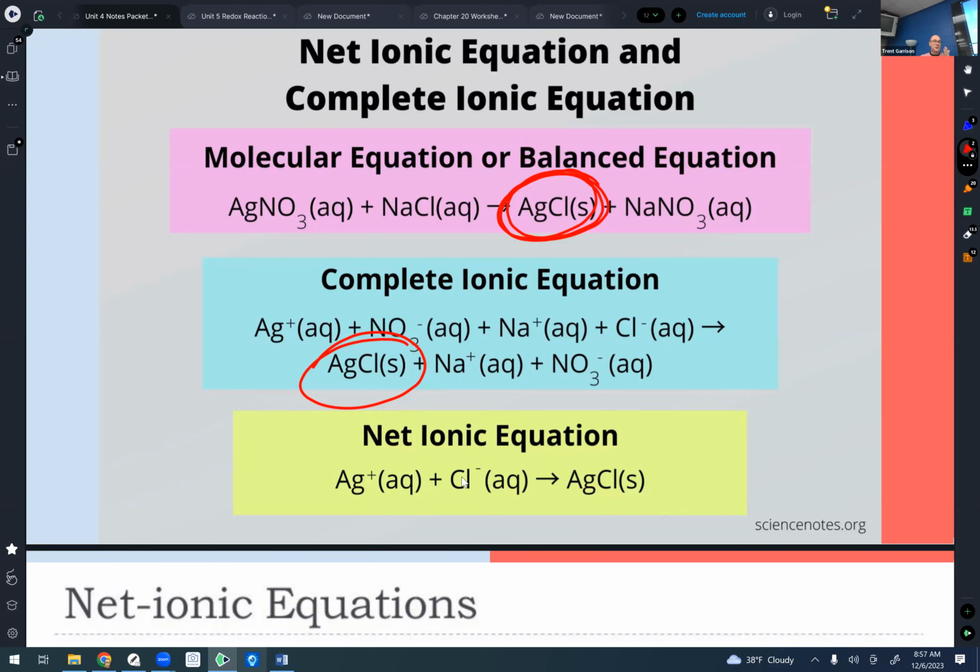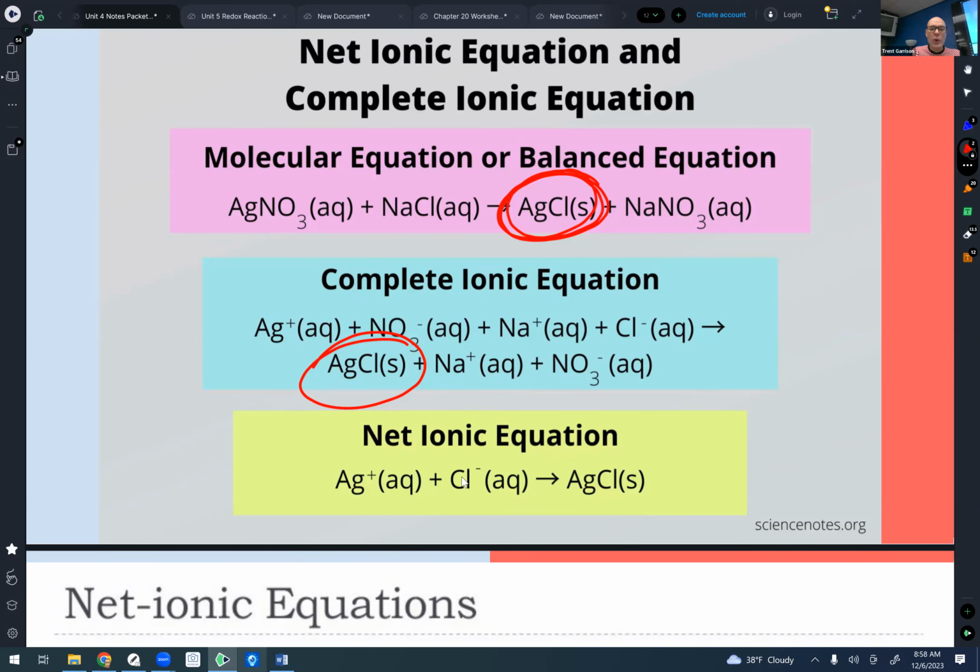Very good. And then the final step: what's the difference between complete and net? What did we get rid of? We get rid of the things that didn't change. Which are called what? What are the things that we get rid of called? That's it, the spectators. Those are the folks. They are the ones that we get rid of because they didn't change their charge.